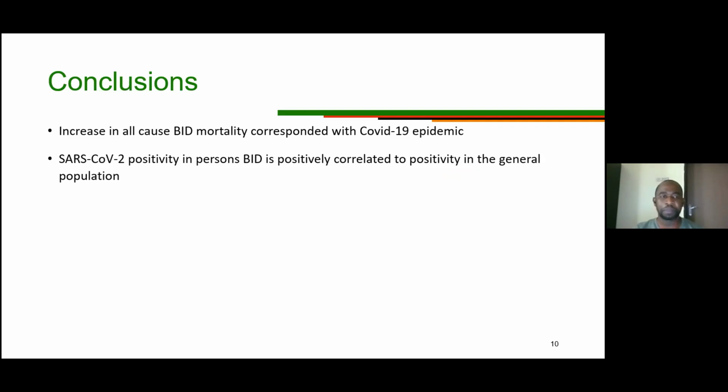In conclusion, we found that the increase in all-cause BID mortality corresponded with the COVID-19 epidemic. SARS-CoV-2 positivity in persons BID is positively correlated to positivity in the general population. Hence, an increase or a decrease in the positivity in SARS-CoV-2 could predict an increase or decrease in the general population.